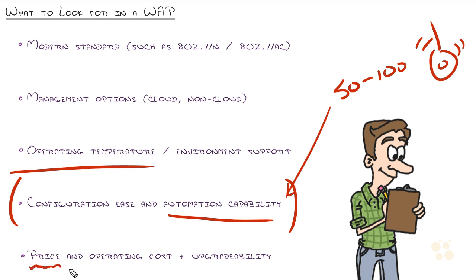And of course, last but not least, is price and operating cost. Just because something's the cheapest doesn't necessarily mean you should always go with it. Long term, it may cost you a lot more time. That's your operating cost. And when I think upgradability, I'm usually thinking about wireless access point antennas, not so much the standard.